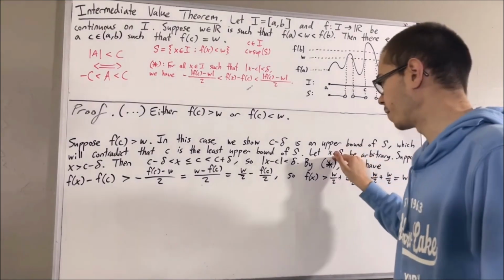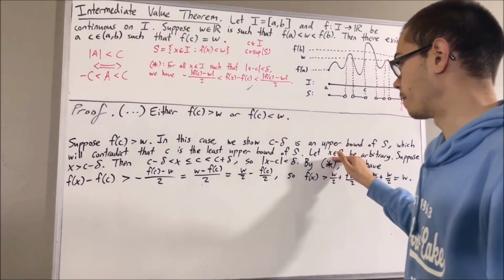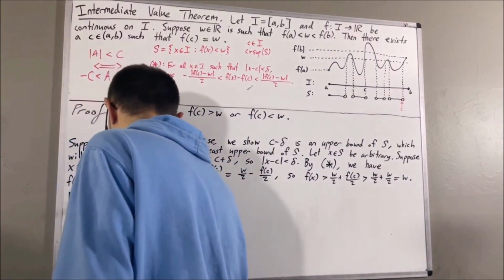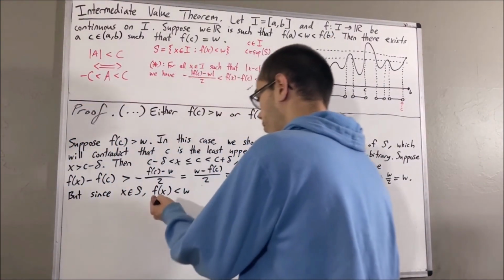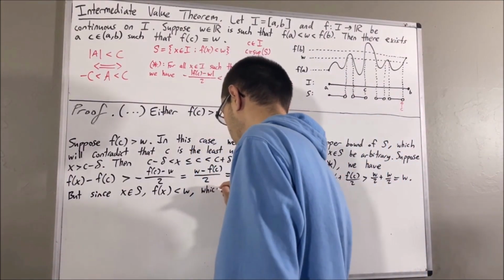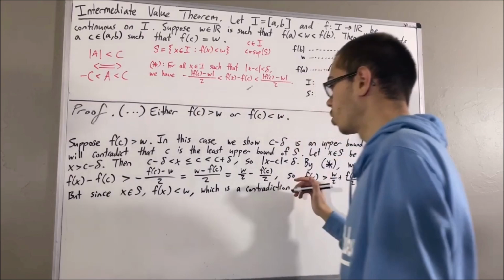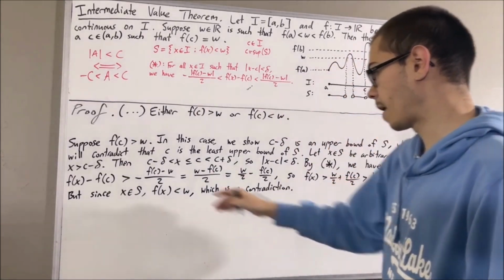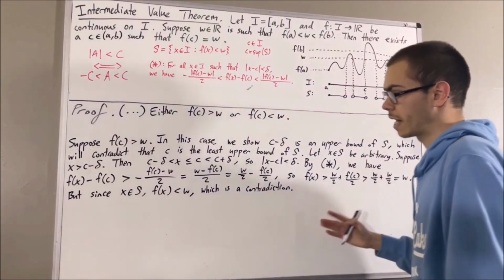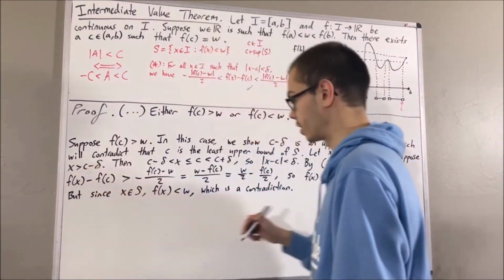But since x is an element of S, we know by definition of S, f of x must be less than w. But this contradicts the fact that f of x is greater than w. So our assumption that x is greater than c minus delta led us to a contradiction. So we must instead have that x is less than or equal to c minus delta.